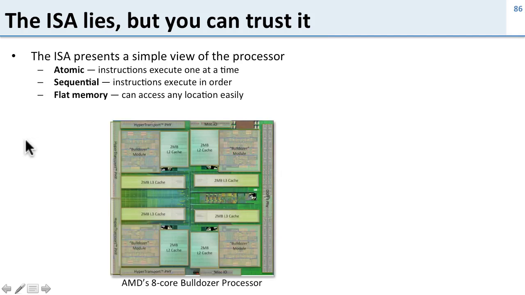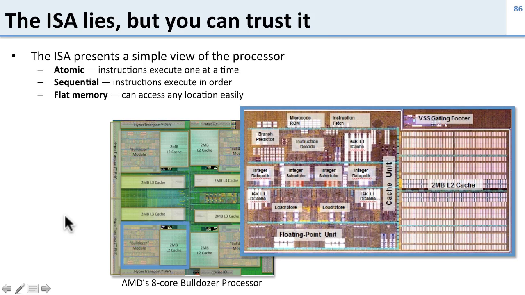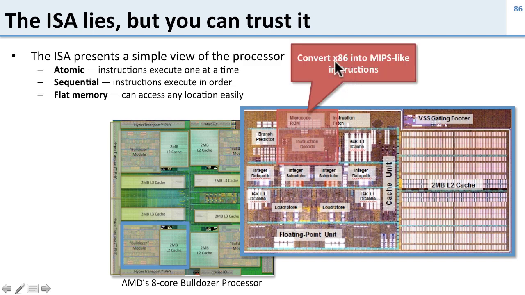So here's a picture of AMD's 8-core Bulldozer processor, and you can see here we've got 4 modules, 1, 2, 3, and 4, and each one of these has 2 cores. So let's zoom in on one of these cores. So here's the core from AMD's Bulldozer processor. You can see it's got a lot of stuff in it. So right here we have instruction decode and a microcoded ROM. And what this part here is doing is converting x86 instructions into MIPS-like instructions. So it's taking those complicated x86 instructions and breaking them up.